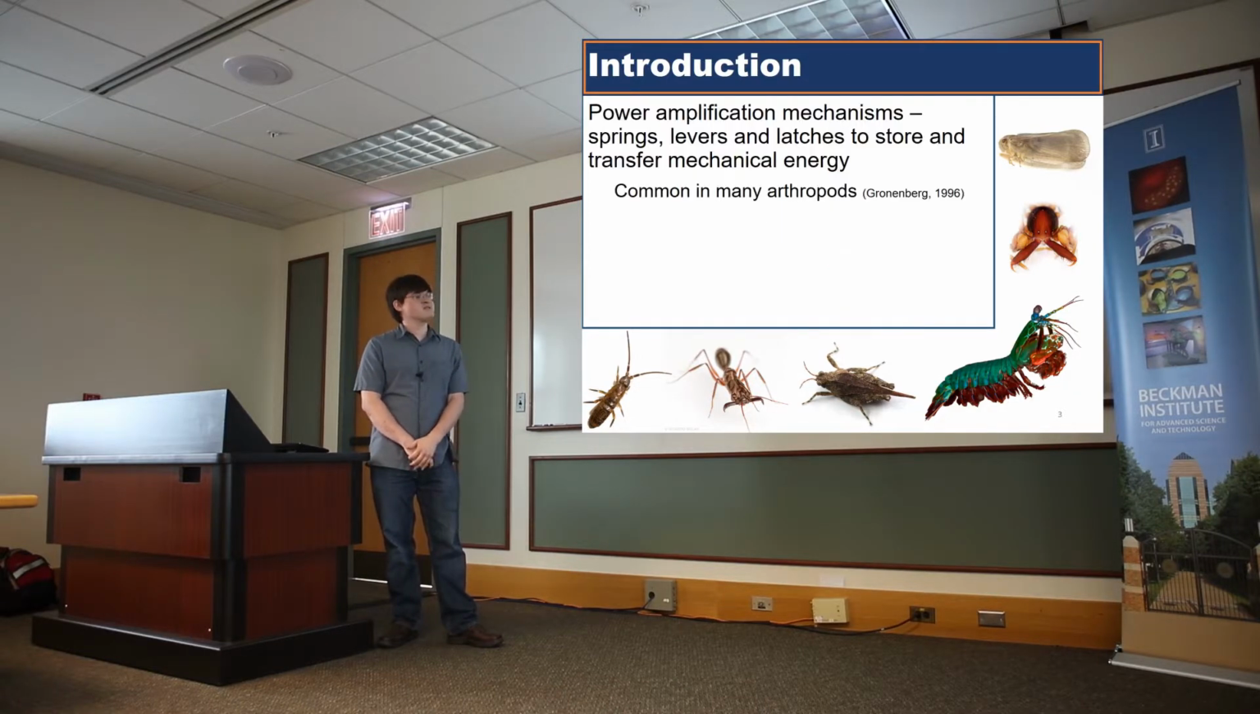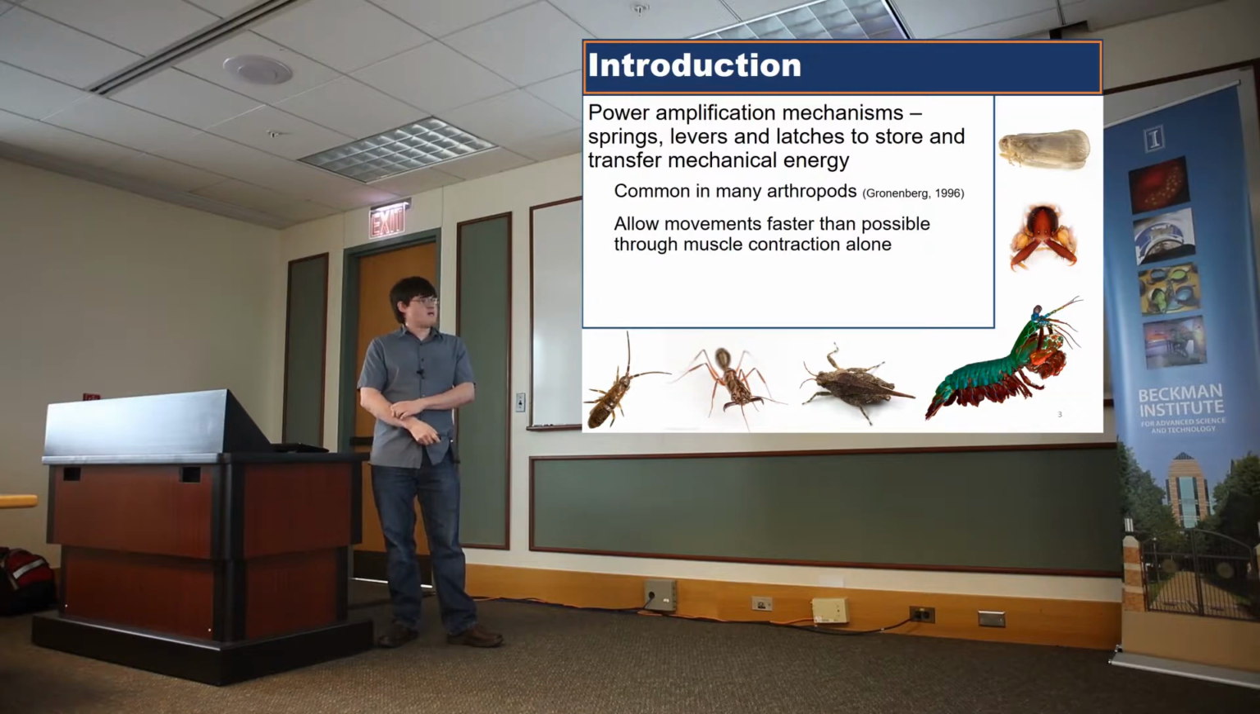These mechanisms are relatively common across animals, but especially in arthropods, because arthropods tend to be relatively small-bodied, and because of this have constraints on how fast they can move, since they don't have much time to accelerate their limbs and have smaller muscles. But using these mechanisms, they're able to move their limbs faster than possible through muscle contraction alone, and generate some of the fastest movements that we know of within animals.